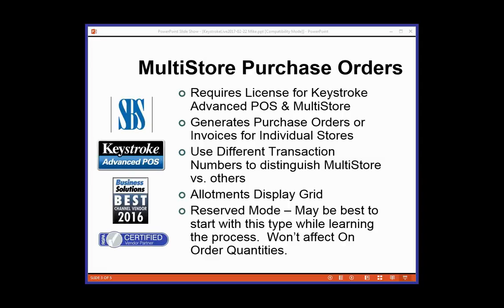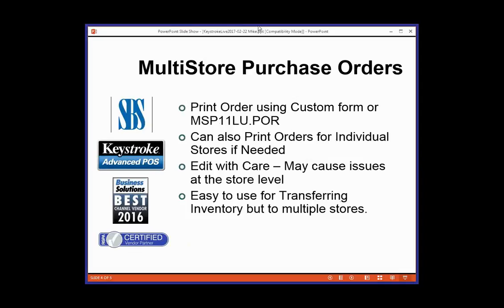We're also going to talk in a second about how you would do a transfer from one store to another. And this is a great way to split your warehouse quantities out and get them out in the field. Again, I have a 2-store example. This really comes into play when you have 5 and 10 stores that are running Keystroke. We talked about the different transaction numbers. We showed you the allotments grid. The reserve mode, we really didn't play with that, but we're going to show you how you can do a store transfer. Let me just move on to the next page here and see what we get.